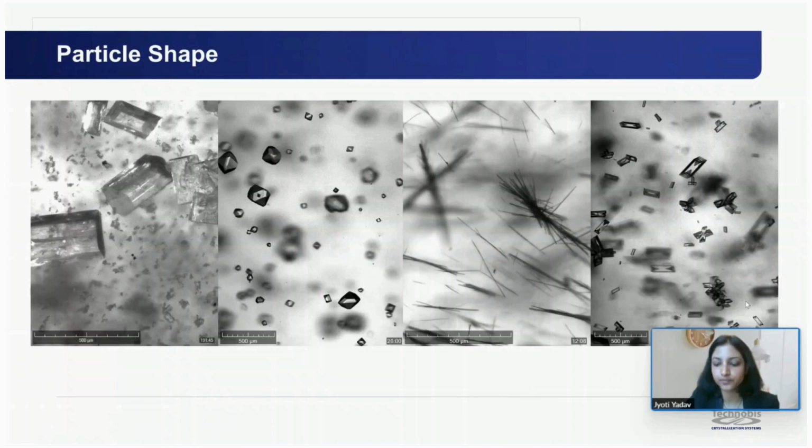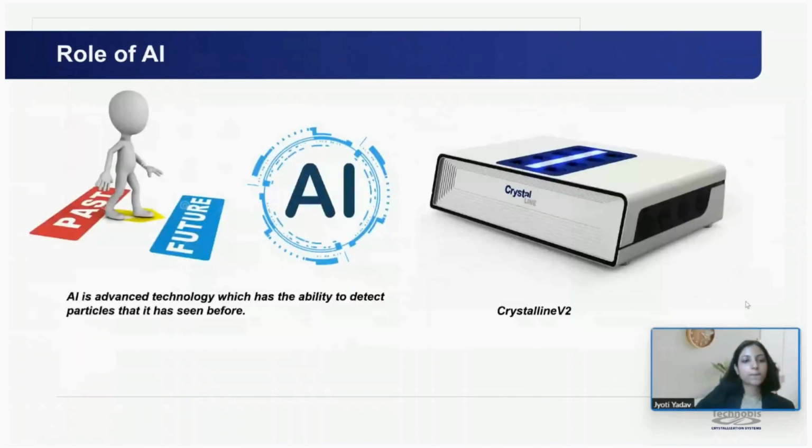Next, in addition to just visualizing the particles with cameras, the latest version of Crystalline comes with AI technology to detect and characterize the particle shape and particle size distribution. AI is an advanced technology which has the ability to detect particles that it has seen before. So Crystalline gathers a set of images where particles are clearly marked, and this collection of labeled images forms the basis for teaching the AI to spot particles in a new picture.